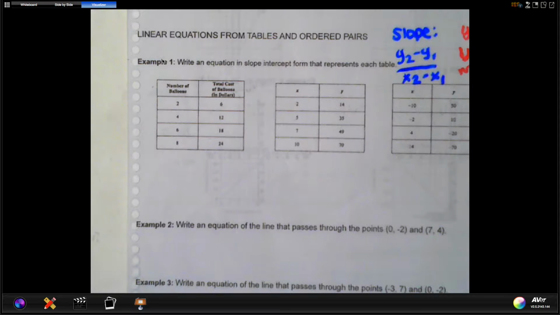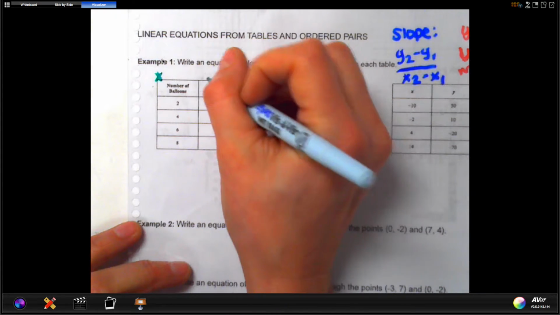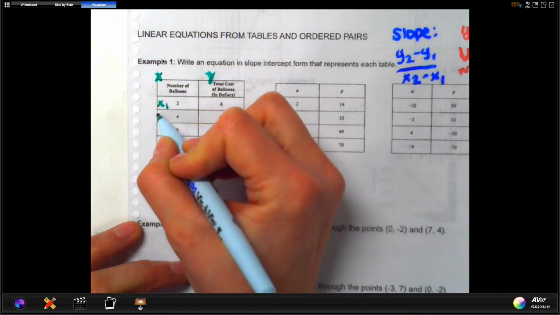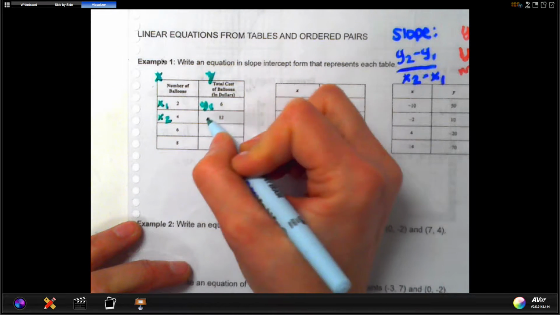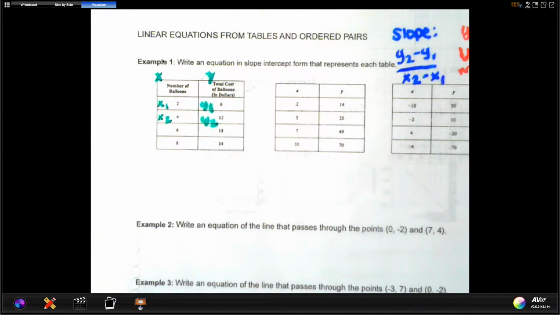Okay, so let's start with our number of balloons and total cost. Starting with slope here, let's remember that this is our x side and this is our y side. So this would be x1, x2, and you can really pick any values, and this is y1 and y2. We do that to stay consistent, use the first two.